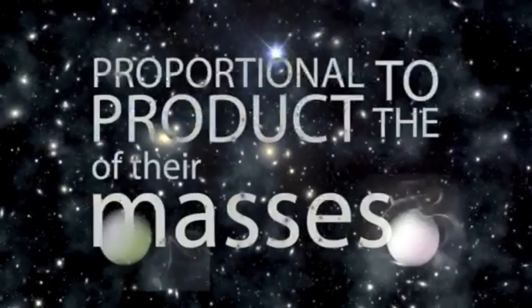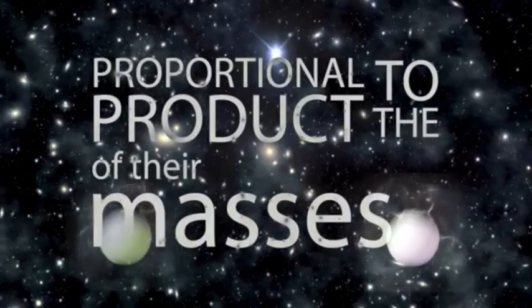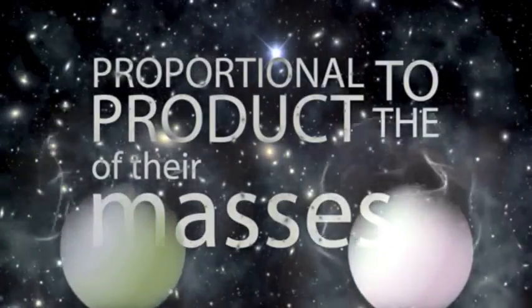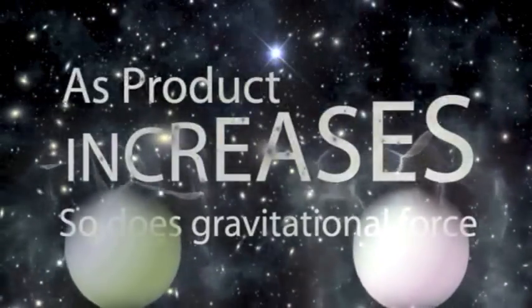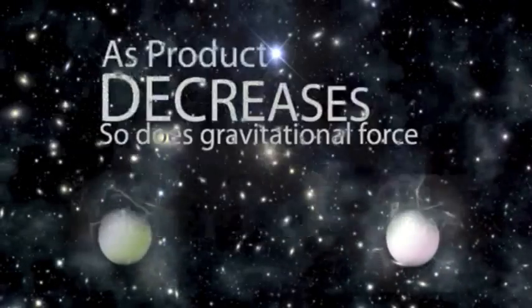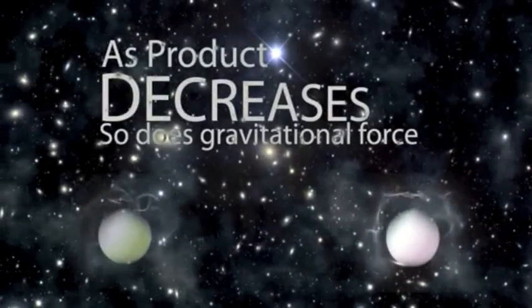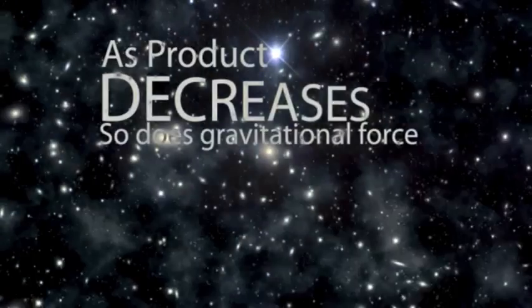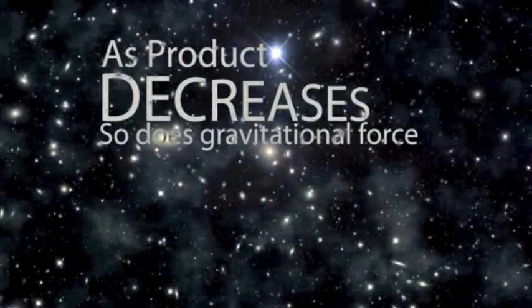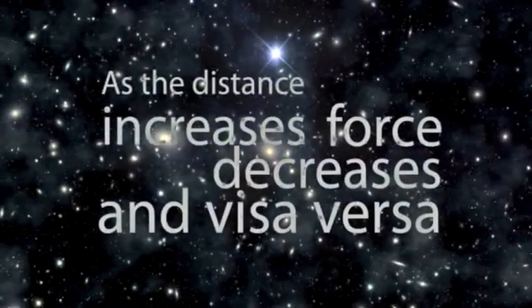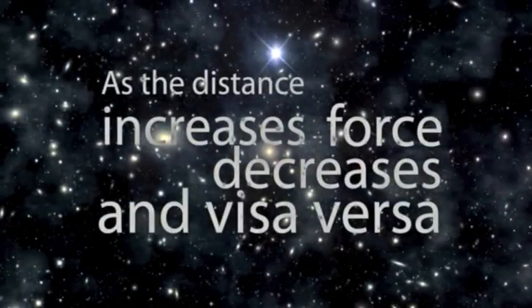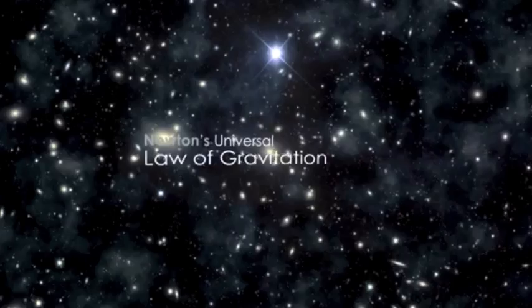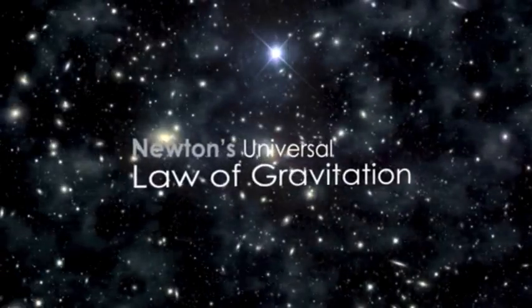The gravitational force is proportional to the product of their masses. So as the product increases, so does the gravitational force. Likewise, as the product decreases, so does the gravitational force. The force is inversely proportional to the square of the distance. Thus, as the distance increases, the gravitational force decreases, and vice versa. That is Newton's universal law of gravitation.